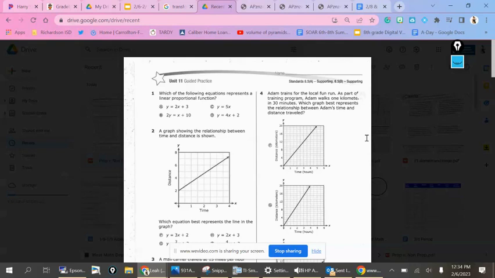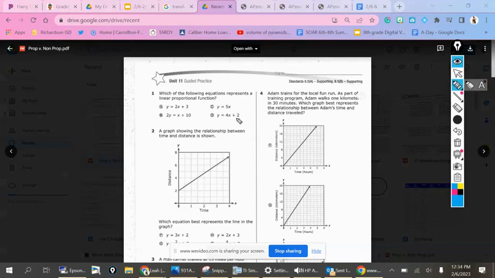So, which of the following equations represents a linear proportion? Remember, proportional relationships are relationships that don't have a y-intercept. So, I'm going to be looking for ones that don't have a y-intercept. For number one, the only one that does not have a y-intercept is C.